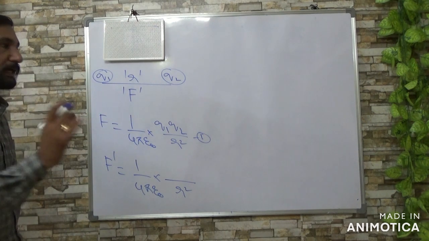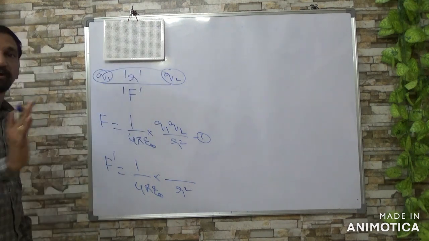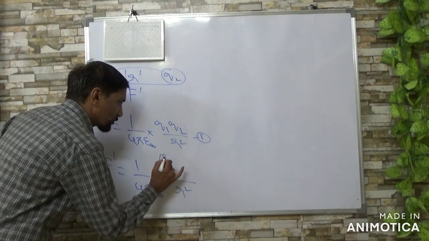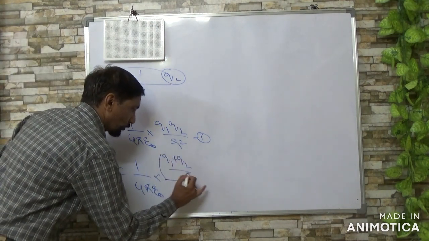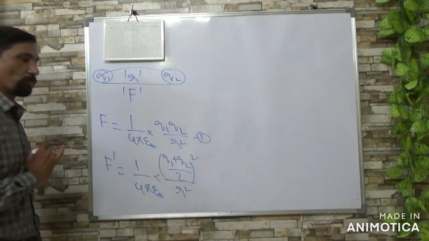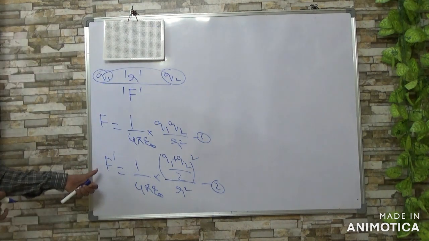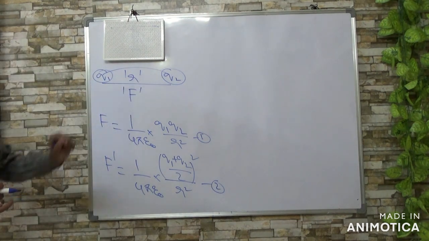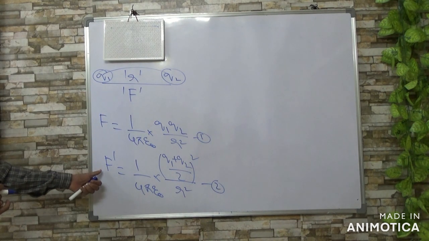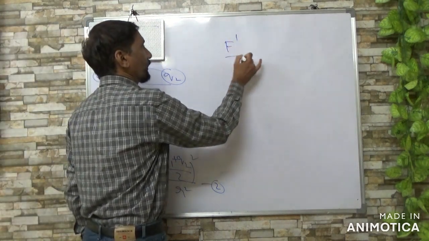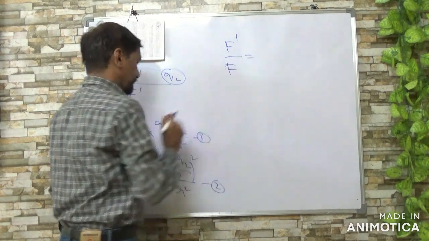Or instead of bringing them together, even if they are joined by a conducting wire, they gain average charge. That means each charge is Q1 plus Q2 by 2, whole square, say equation 2. So this is the new force between them. Now divide the second one by the first one. Okay? Second one by first one.